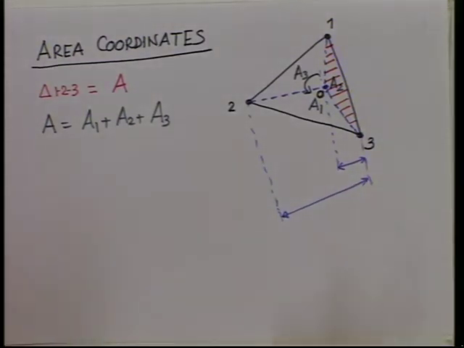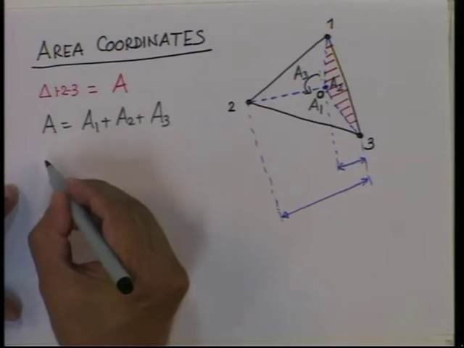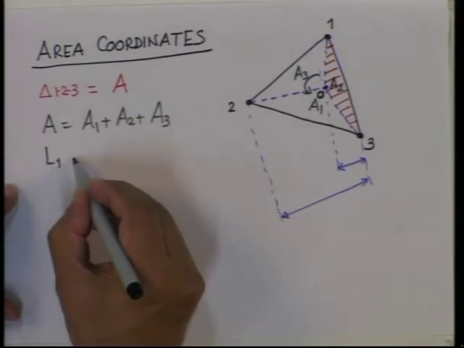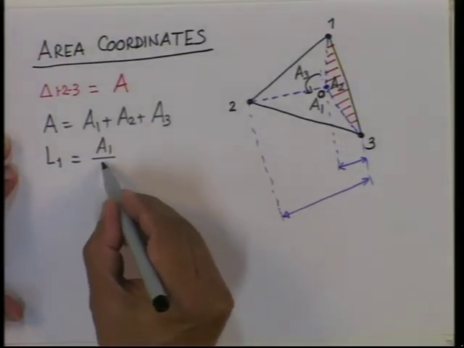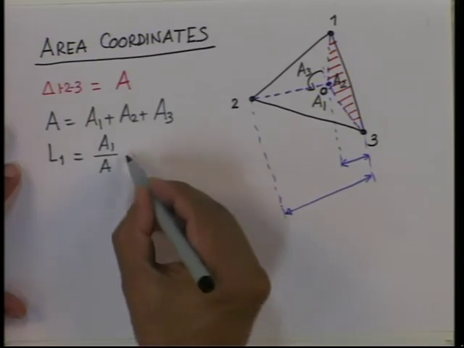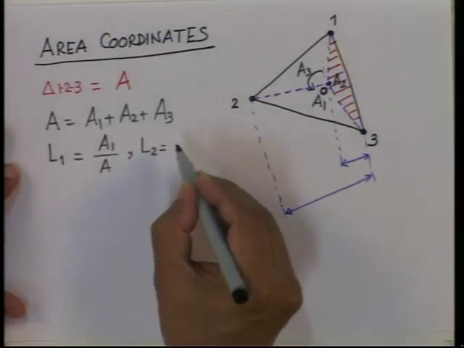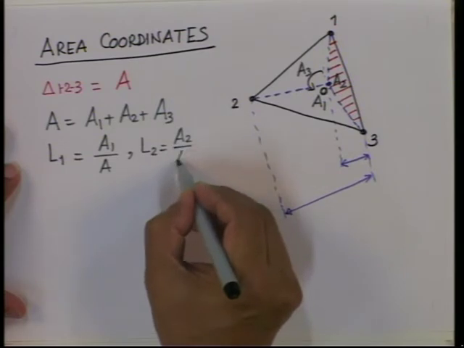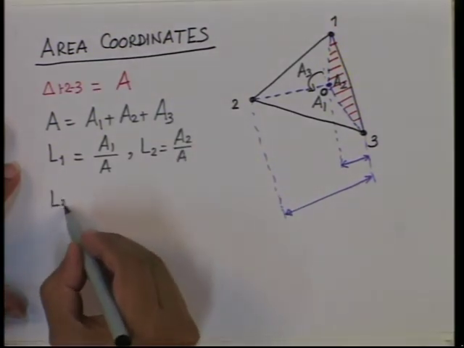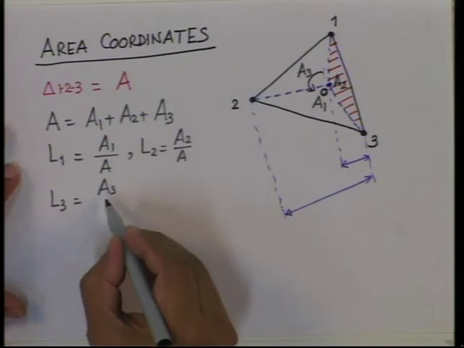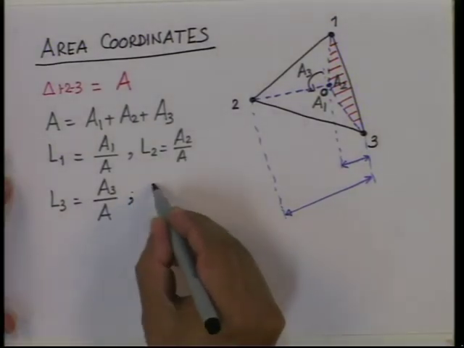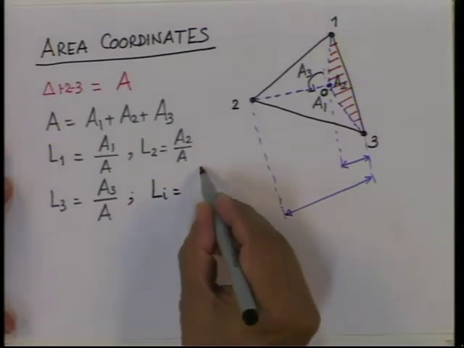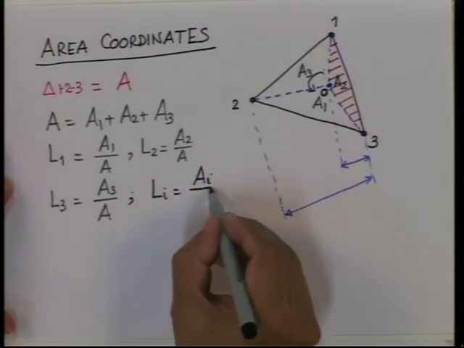So, I define a coordinate, I call L1, as the ratio of two areas. L1 is A1 by A, this is the ratio of quantities. L2 is A2 by A, and L3 is A3 by A, such that in general any Li is Ai by A.